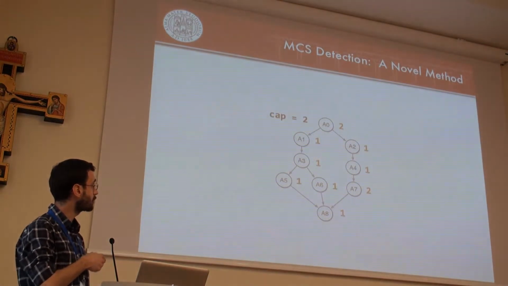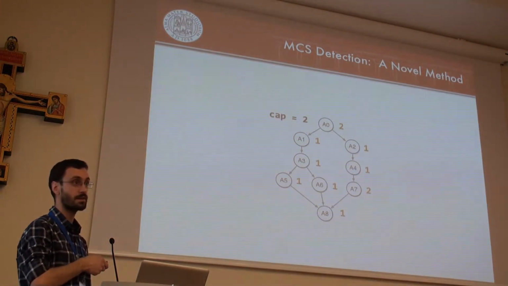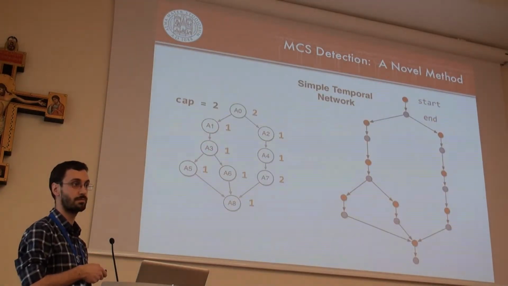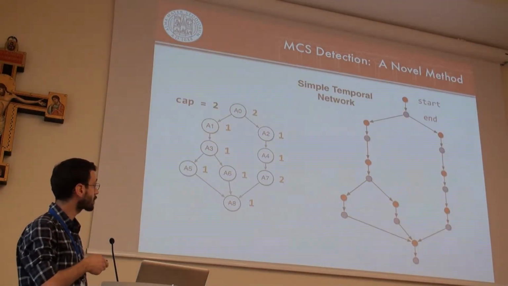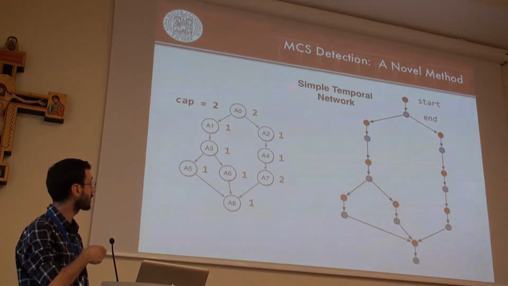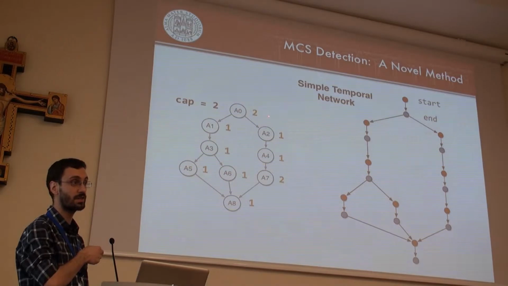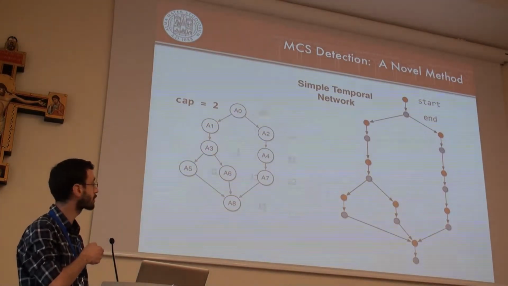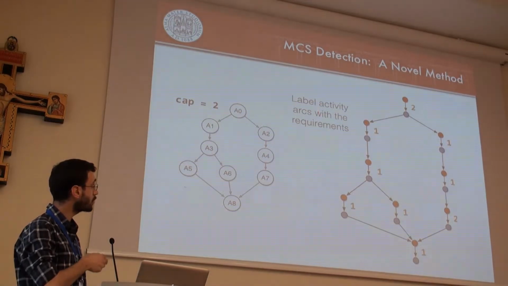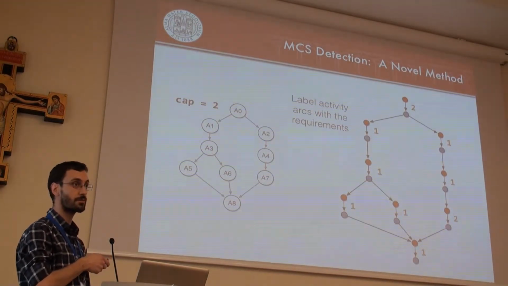Let's start from this. If we are solving a scheduling problem like this, odds are that we are storing somewhere a simple temporal network. Okay, now we do something a little bit weird. We label the arcs in the simple temporal network that correspond to the original activities with the resource requirements. So we get a graph made more or less like this. Now we view those requirements as flow demands.